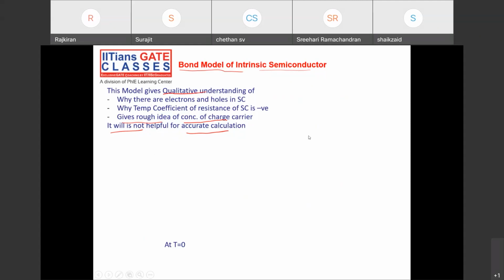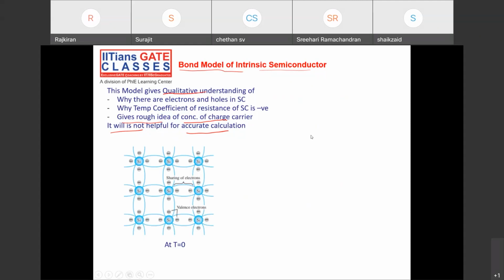Yes, sir. Okay. So what is a bond model? If you see silicon, the two-dimensional structure of silicon, each silicon is bonded to four other silicon by a covalent bond. That is called a covalent bond, which comes from the sharing of electrons. Is it clear?